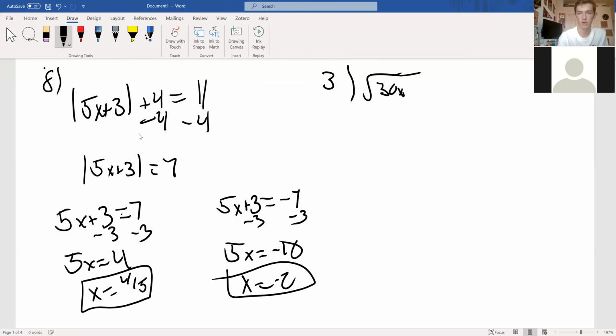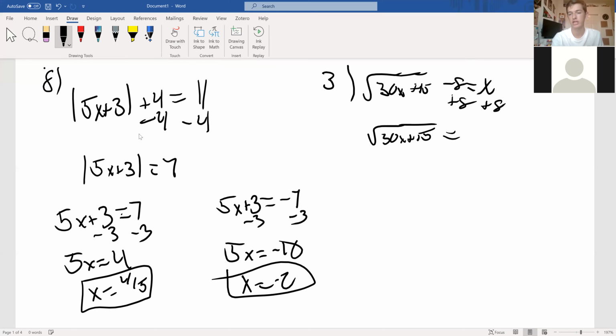30x plus 15 minus 8 equals x. So you had to do the same thing. You can't really square both sides until you get this 8 moved over to the other side. So then you have the square root of 30x plus 15 equals x plus 8. And then that's when you squared both sides.